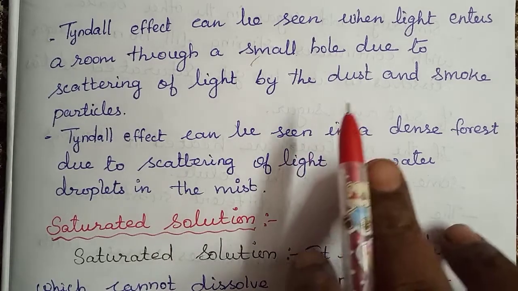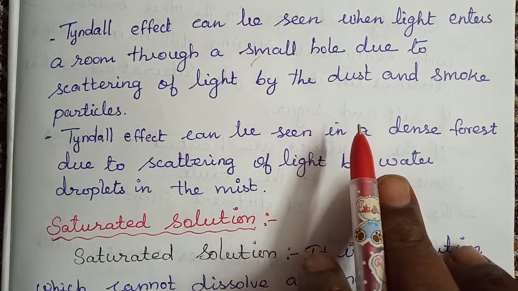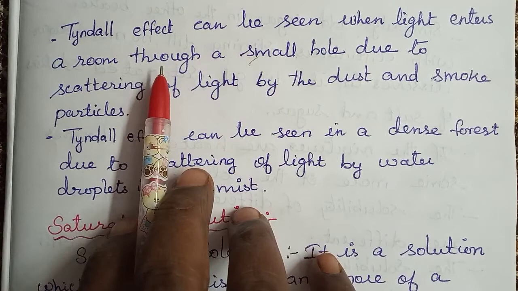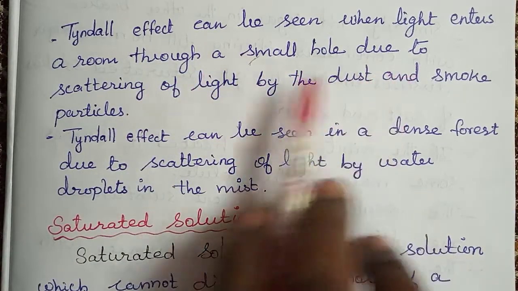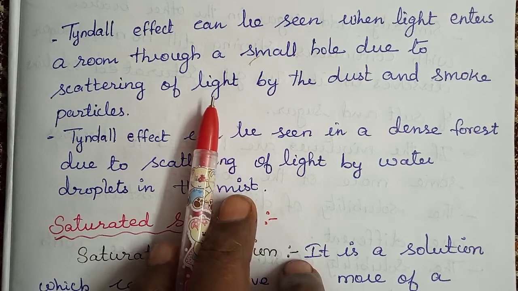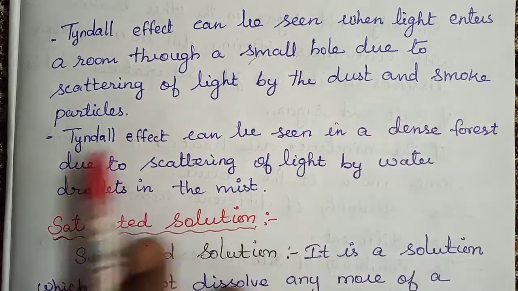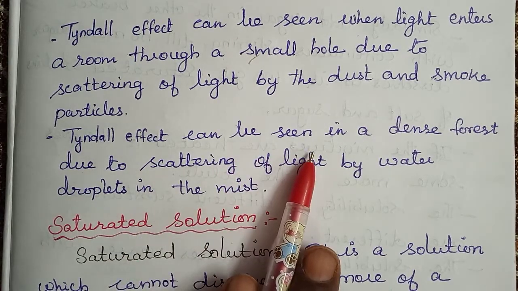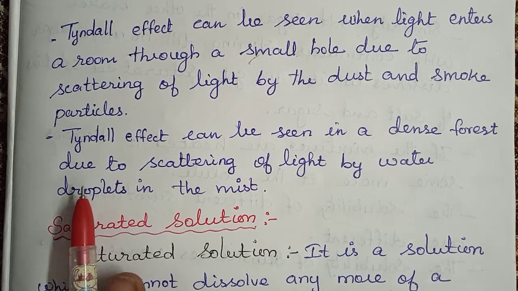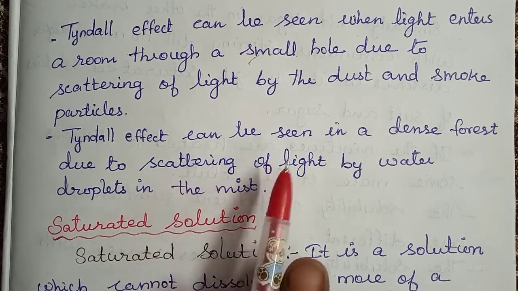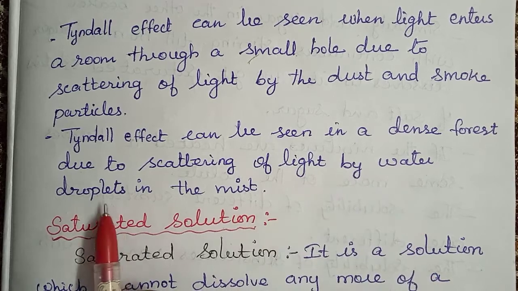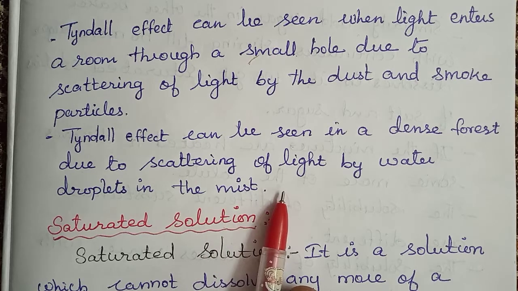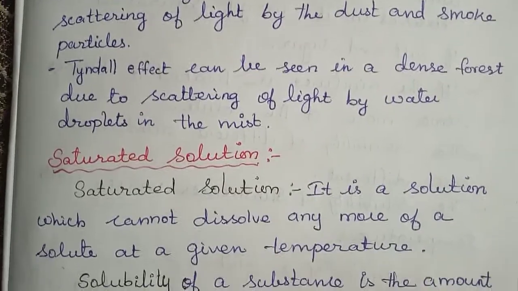This Tyndall effect can be seen when light enters a room through a small hole, due to scattering of light by the dust and smoke particles. Tyndall effect can be seen in a dense forest due to scattering of light by water droplets in the mist, dew or fog. Okay.